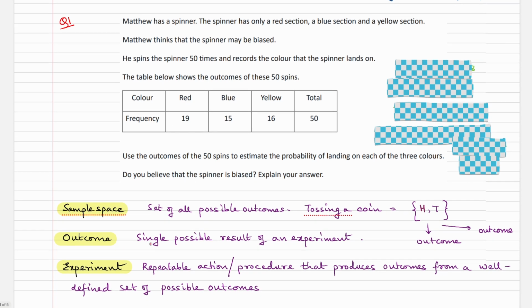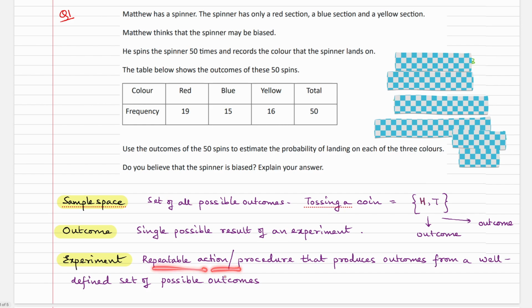Okay. What is an experiment? An experiment is a repeatable action or procedure that produces outcomes from a well-defined set of possible outcomes. Remember the word possible, because if your experiment gives you a fixed value, that is not treated as an experiment under probability. For example, if you are adding 2 and 2, you know that the answer will be 4. So that is not an experiment in this chapter. Because the outcome is fixed and whichever way we do it, it will be the same outcome 4. So this is not considered an experiment.